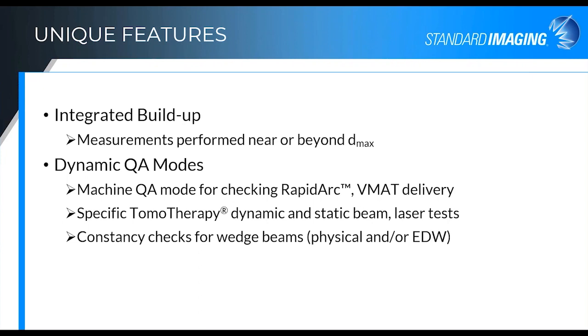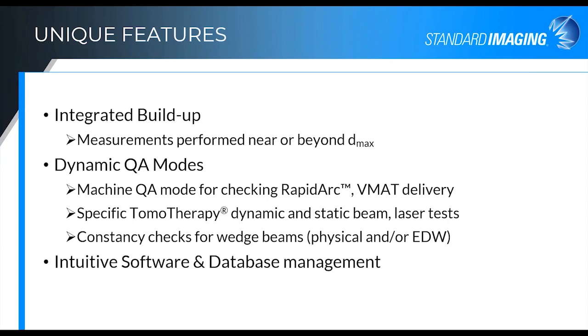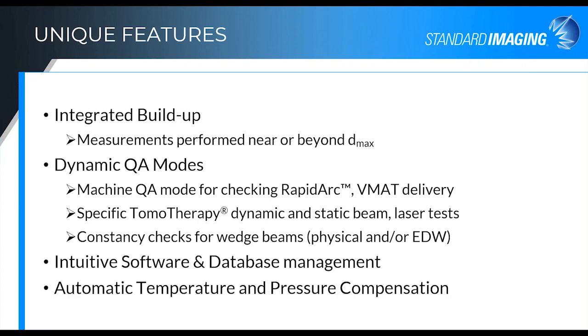As well as doing constancy checks for your wedge beams. The software, we believe, is very intuitive and easy to use, and allows you a simple way to see and trend your data. Of course, the device does automatic temperature and pressure compensation. It also has a real-time date and time stamp on every measurement that is taken that is downloadable and exportable. And finally, there is a unique physics mode, which allows you to essentially use the device as a five-channel array with an electrometer for any types of measurements or research that you might want to do with it.